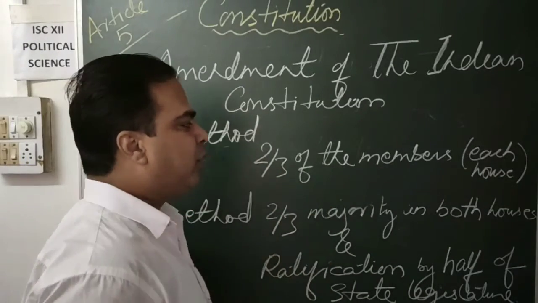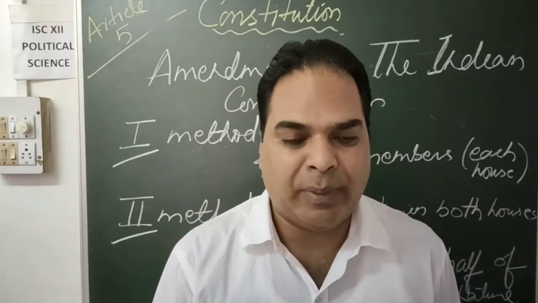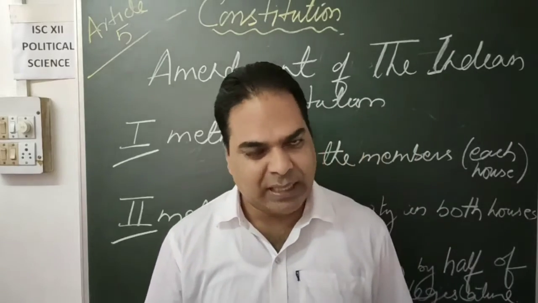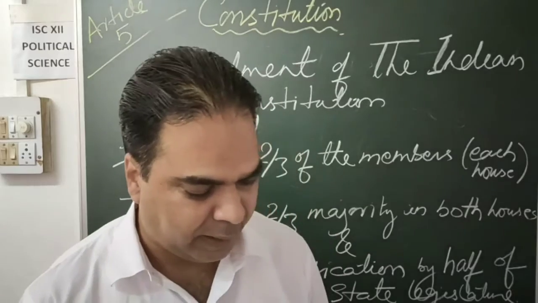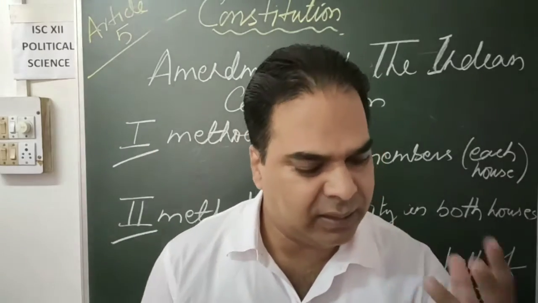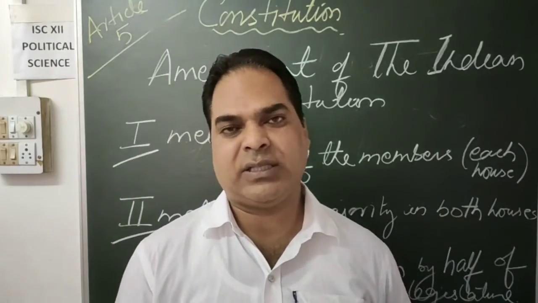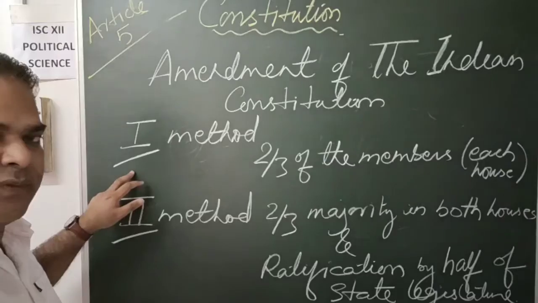If 2/3 of the members of each house agree to bring an amendment in the Constitution, then they can easily do that, and get it signed by the President of India. This is a very simple process. Here they don't have to get the consent of the state legislature. So that is the first method.